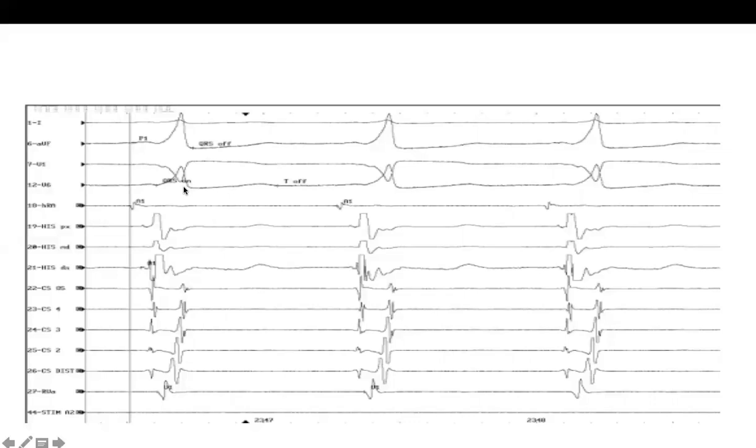So whenever you see an ECG like this, you are really in a dilemma. In this situation, you need to see V2. V2 might solve the problem in this patient. But all the time you need to concentrate on the ECG first, then the intracardiac recordings.